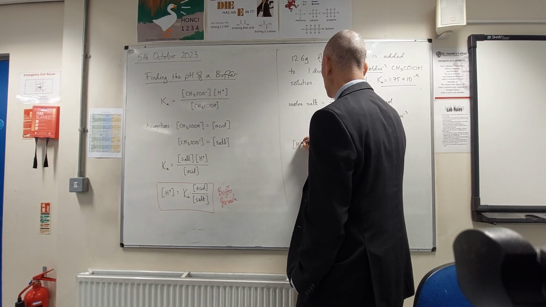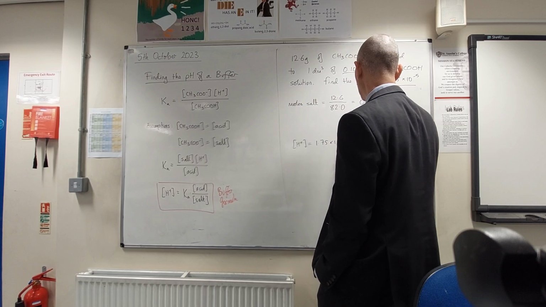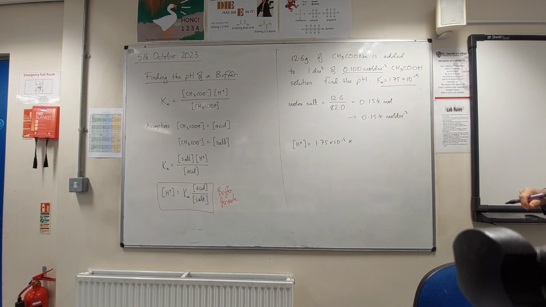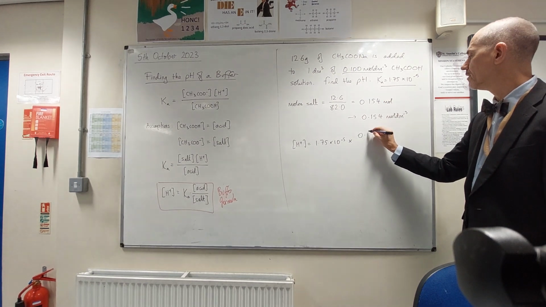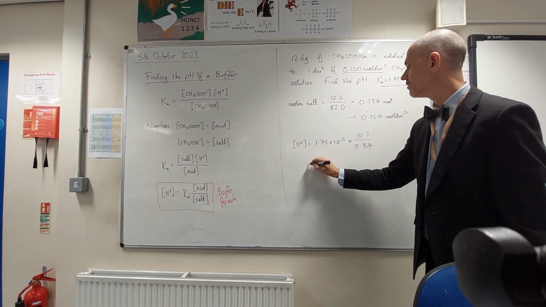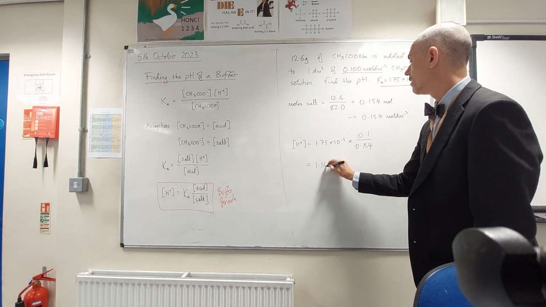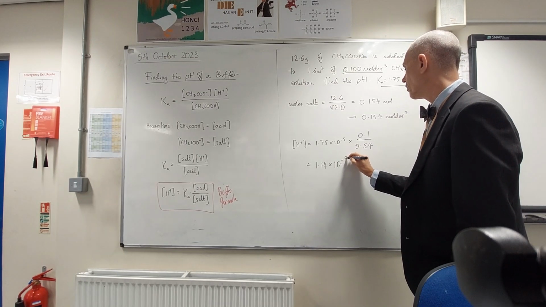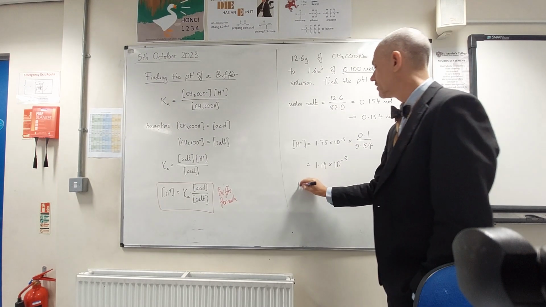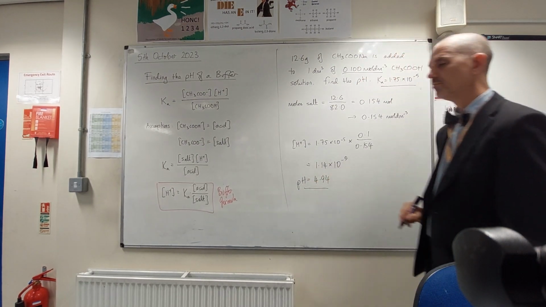So concentration of H plus will be Ka times the concentration of the acid, that's 0.1, over the concentration of the salt, 0.154, which gives us 1.14 times 10 to the minus 5. Hit the log button for that, and the pH is 4.94.